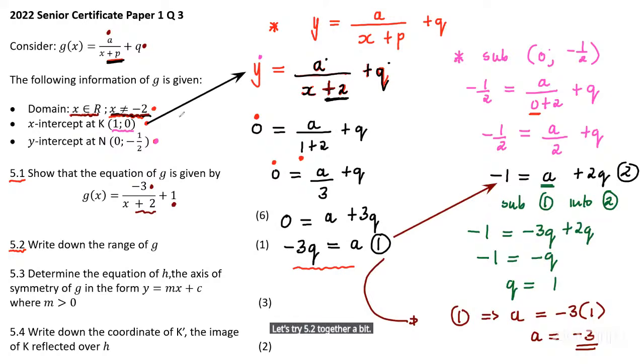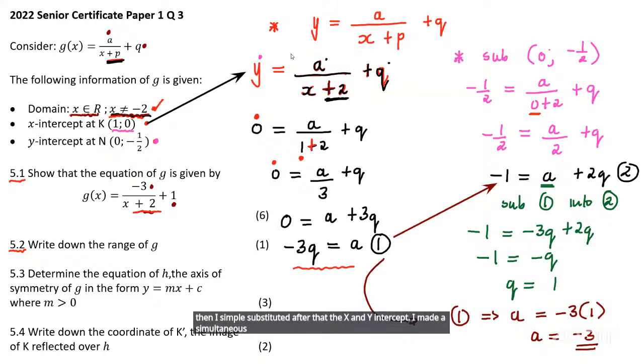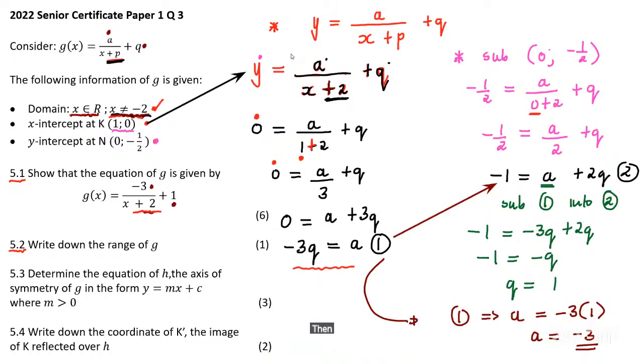So just to reiterate, the domain of a hyperbola, X is not equal to -2. When you put it back into the equation, it's a +2, as can be seen here. Then I simply substituted the X and Y intercept and made a simultaneous equation. From there on, I am able to find A, Q, and ultimately the equation of G of X.